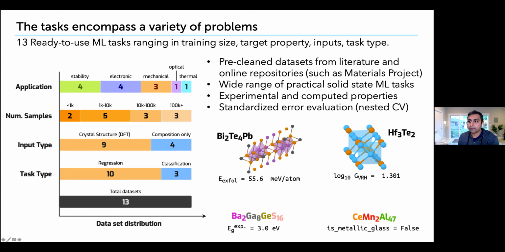There are also different types of inputs. So some machine learning algorithms only work if you have the crystal structure. Other machine learning algorithms don't use the crystal structure information at all and only work with the chemical composition. And so we wanted to have some problems that included the crystal structure information and some where you don't have the crystal structure and you only have the composition. And then finally, we had both regression and classification tasks.